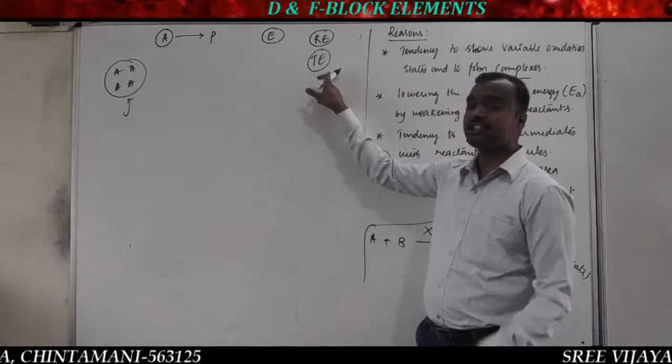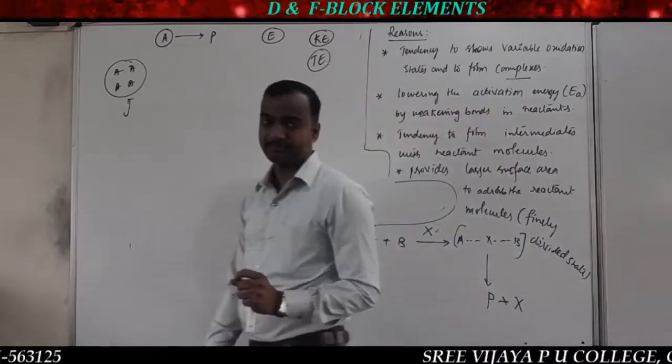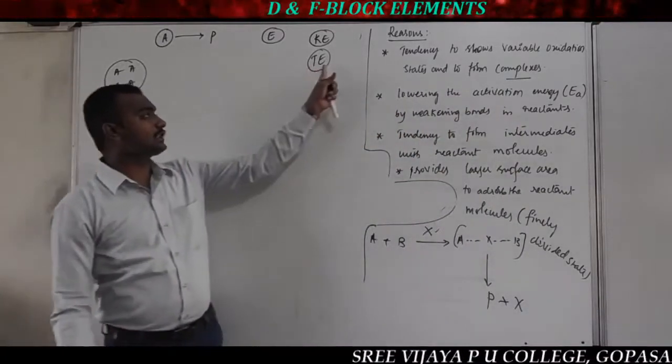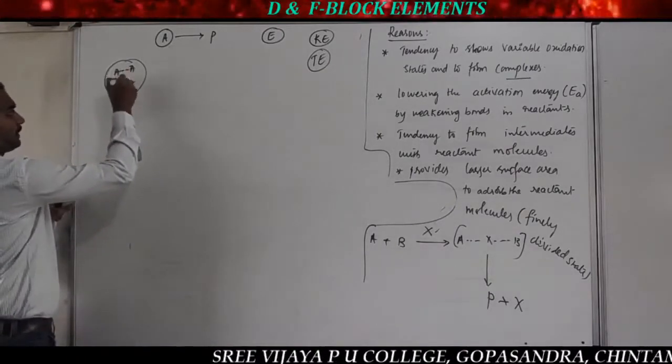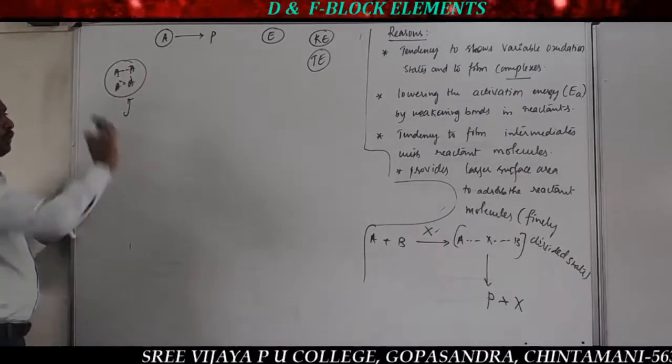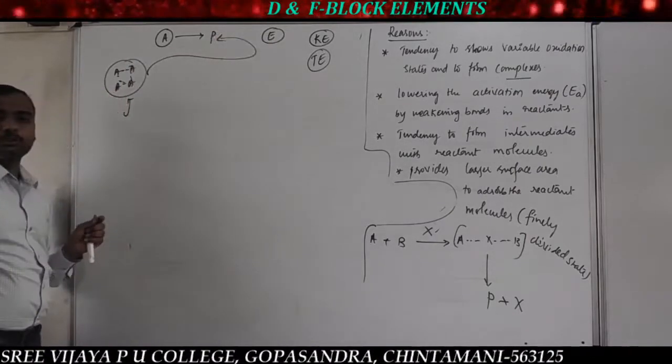That threshold energy is the energy possessed by reactant molecules to undergo effective collisions. When the reactant molecules reach the threshold energy, collisions between the reactant molecules start. Once the collision happens, definitely the product formation also starts.